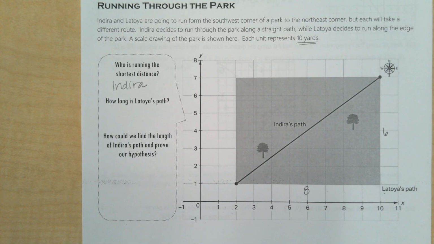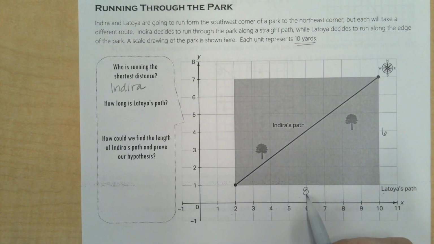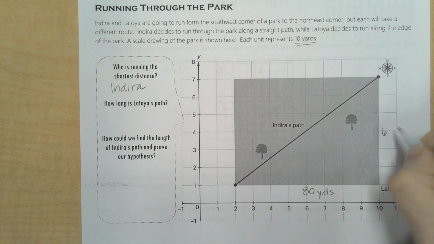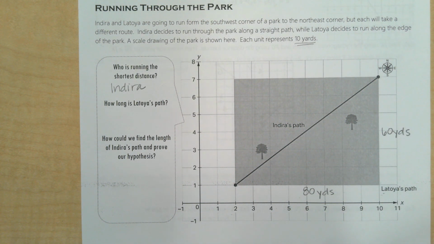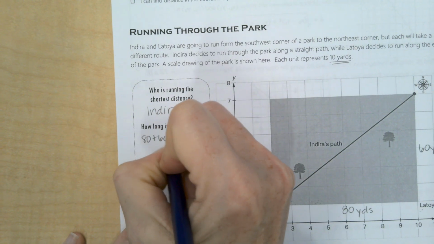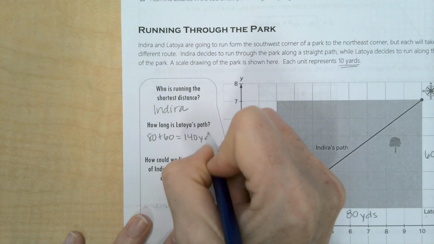Now each unit is 10 yards. So is this just 8? No, it's 80. So this is 80 yards. So this one is 60. All right, so how do we get Latoya's path? Add them together. So we've got 80 plus 60, which is 140 yards.